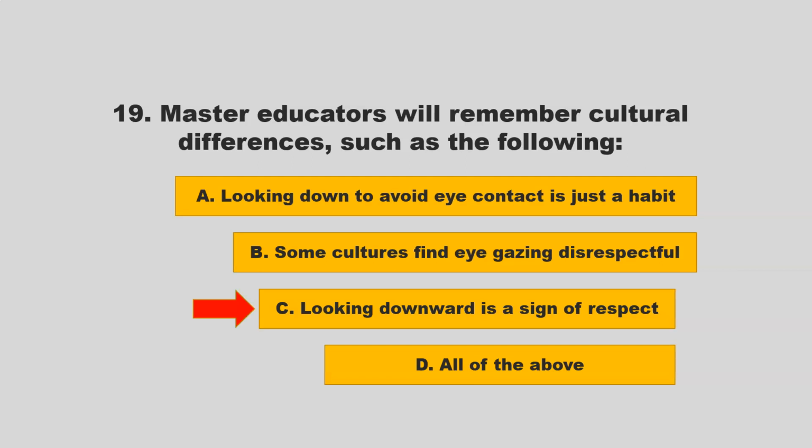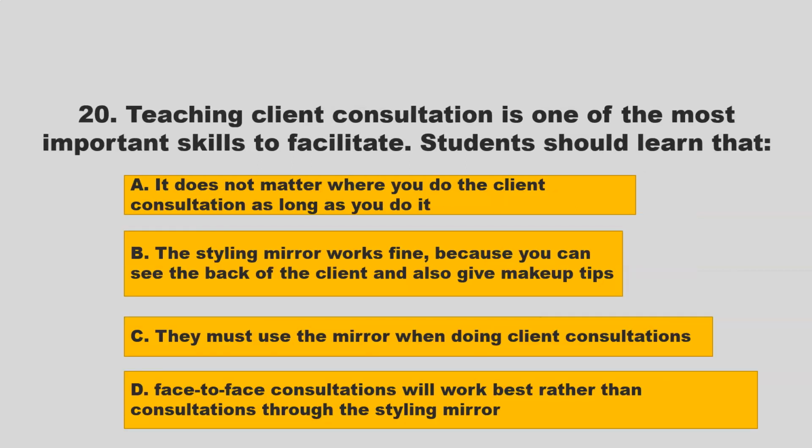If you chose C, looking downward is a sign of respect, you are correct. Teaching client consultation is one of the most important skills to facilitate. Students should learn that it does not matter where you do the client consultation as long as you do it. The styling mirror works fine because you can see the back of the client and also give makeup tips. They must use the mirror when doing client consultations. Face-to-face consultations will work best rather than consultations through the styling mirror.